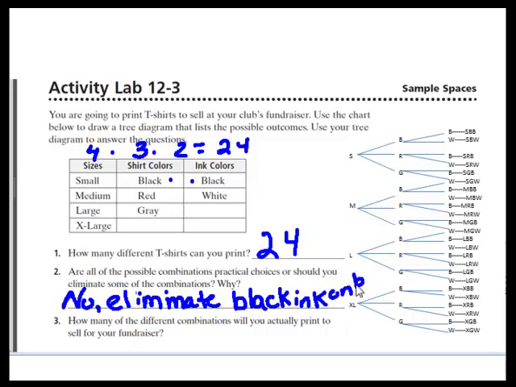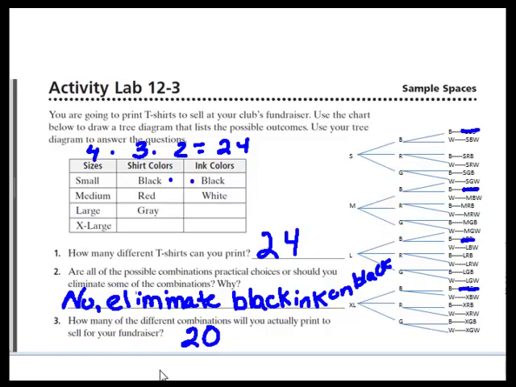on a black shirt. So if I were going to eliminate those, I would have to cross out all of my black ink on black shirts, which would mean that I would be crossing out 4 shirts. So how many of the different combinations will you actually print to sell for your fundraiser? You're actually going to be printing on 20 different combinations.